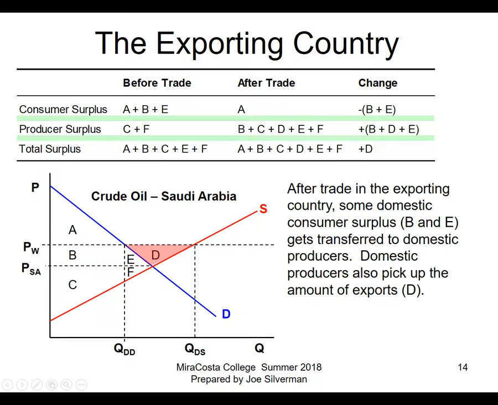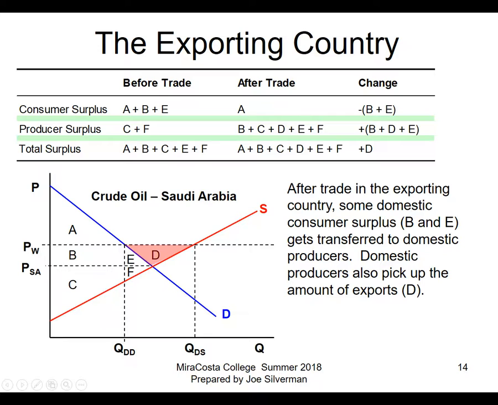All right, what about Saudi producers? How are they going to be impacted by the higher price of oil? Well, first off, the definition of producer surplus, we have to keep that in mind, is the area above the supply curve and below the price. The price is now PW, so producer surplus is going to consist of B, E, D, C, and F. Well, that's interesting. B and E used to belong to Saudi consumers. So a portion of Saudi consumer surplus got transferred to producers when the price went up. C and F was part of producer surplus before, and D is the gain from trade.